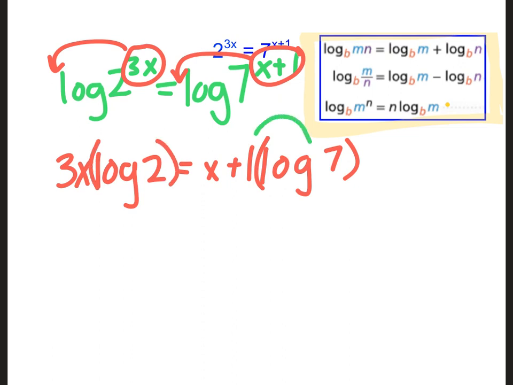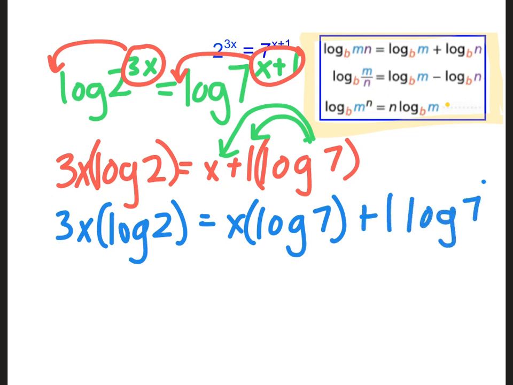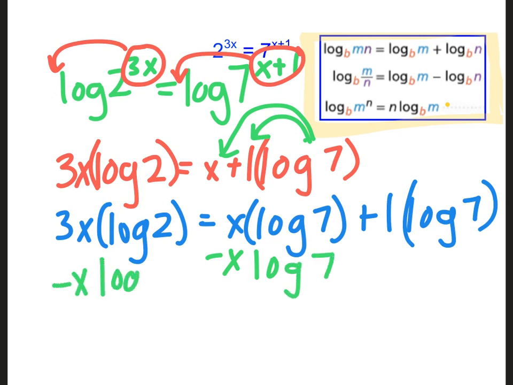Again, we're going to distribute our log of 7 to both things. We still have 3x times the log of 2 equals x times the log of 7 plus 1 log of 7. Again, we want to get that thing with the x's all on the same side. So I'm going to do minus x log of 7 on both sides.